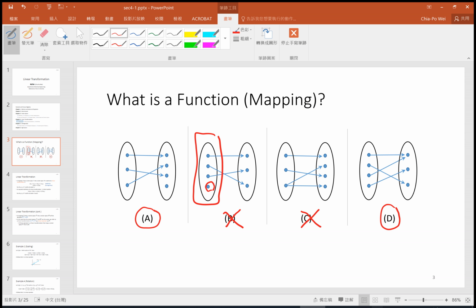Figure C is also not a function, because for a function, every element in the input space can have only one mapping, but there is one element in the input space that has 2 mappings. Thus, figure C is also not a function.